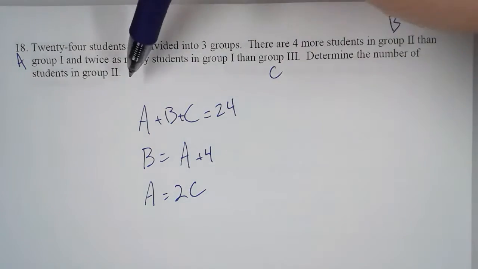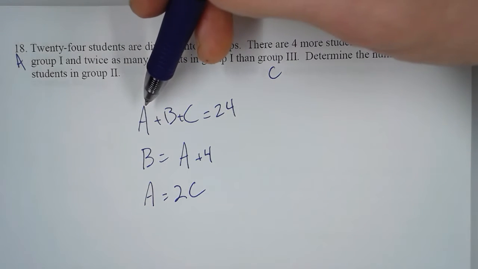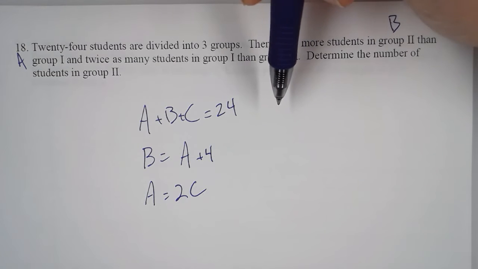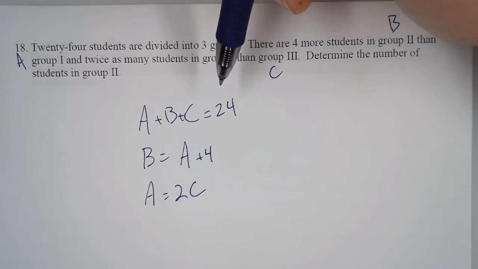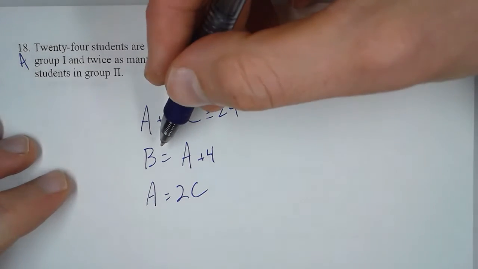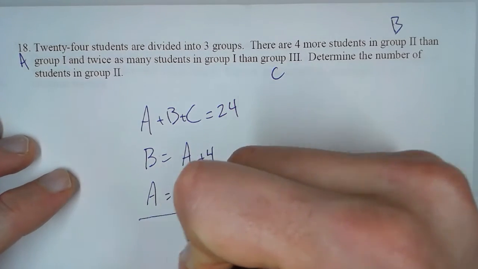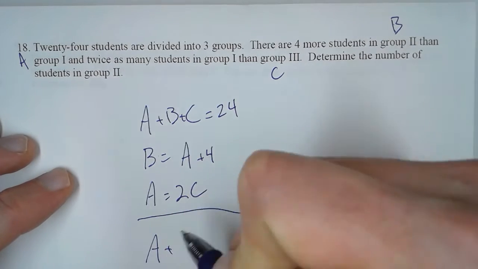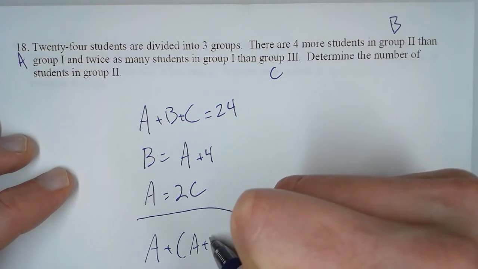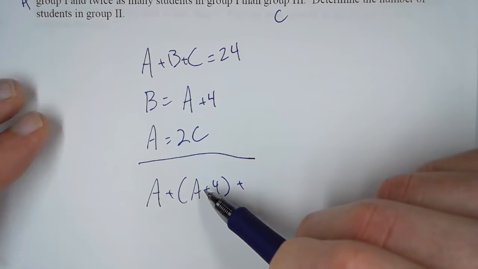But to solve this equation, we have to first say, all right, well, we can't solve one equation with 3 different variables. We all have to put it in terms of one variable. And that's where these second and third equations come in to help us. We can take out B and replace it with A plus 4. And so we can rewrite this top equation as A plus, and then instead of B, the quantity A plus 4. So now we have the same variable, variable A.